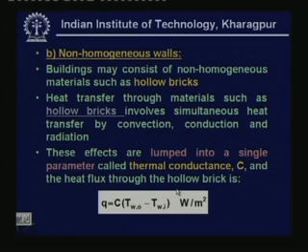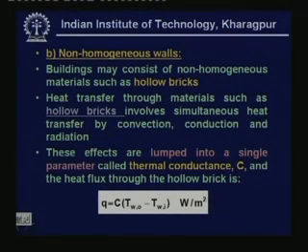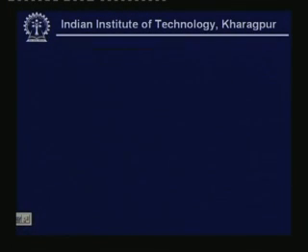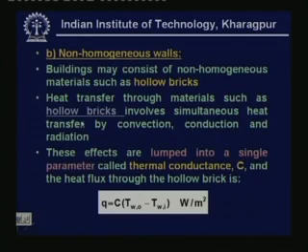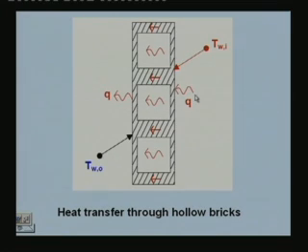Now let us look at non-homogeneous walls. Buildings may consist of non-homogeneous materials such as hollow bricks. The hollow bricks are very widely used in buildings, because hollow bricks have better insulation properties compared to solid bricks. That is the reason why hollow bricks are widely used. So heat transfer through materials such as hollow bricks involves simultaneous heat transfer by convection, conduction and radiation. So let me show a picture of a hollow brick.